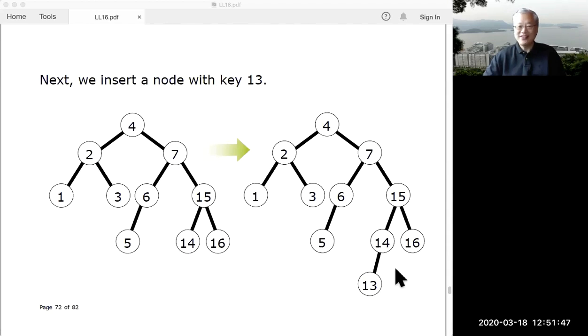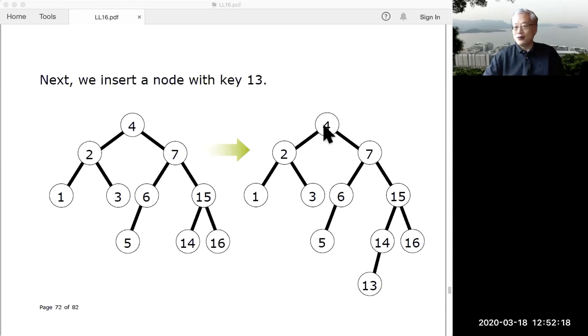Okay, can anyone tell me which node has a problem? 4. So 4 has a problem. Now let's verify. For this 4, the height of the left subtree would be 2. The height of the right subtree would be 4. So 4 has a problem.